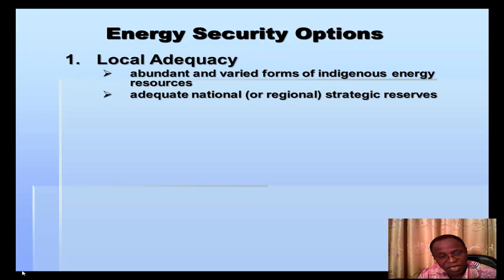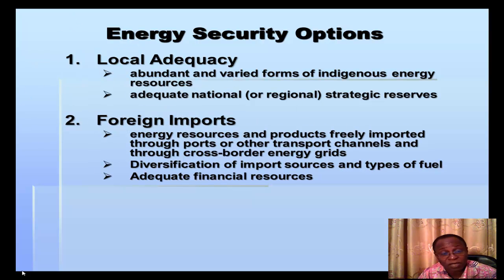Now, there are various energy security options. One is local adequacy, where you're looking at abundant and varied forms of indigenous energy resources, and also adequate strategic national reserves. What you don't have, you import and you store to make sure that it's available when needed. So local adequacy is one major option.